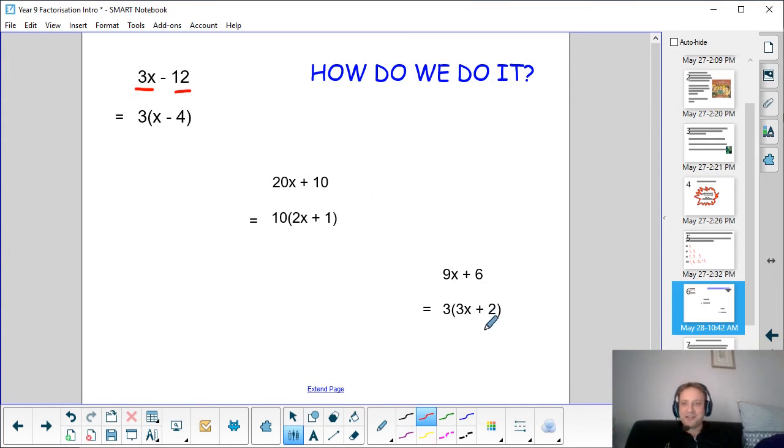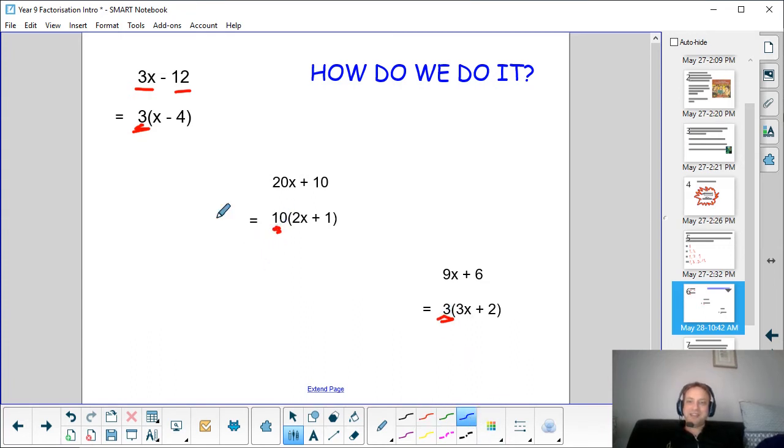You've been asked to factorize, and that means putting things in brackets, right? If somebody says factorize this, you're going to open up some brackets and put some stuff inside. So there's always going to be something on the outside. This one has a 3 out the front, this one has a 10 out the front, this one has a 3 out the front. And the key to finding these numbers, right?